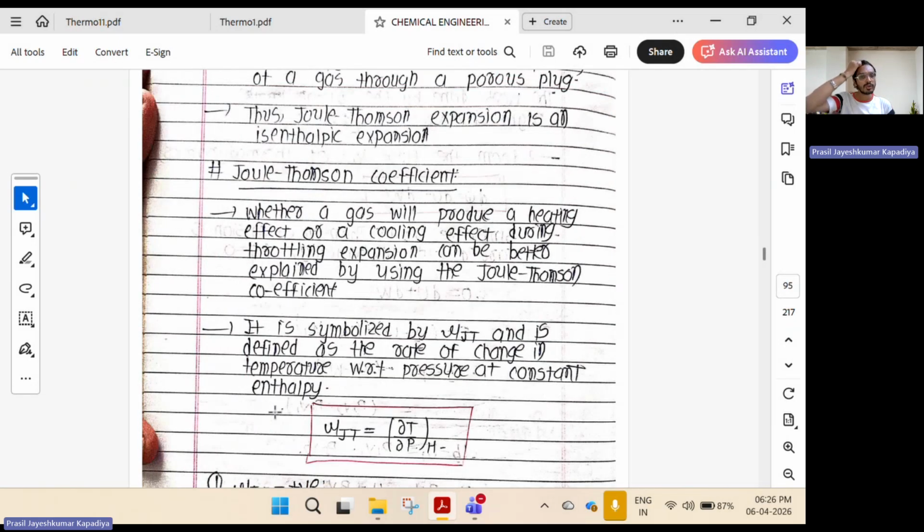Okay, now what is the Joule-Thomson coefficient? Whether a gas will produce heating, so we know that temperature is going to change. So is it going to increase or is it going to decrease?